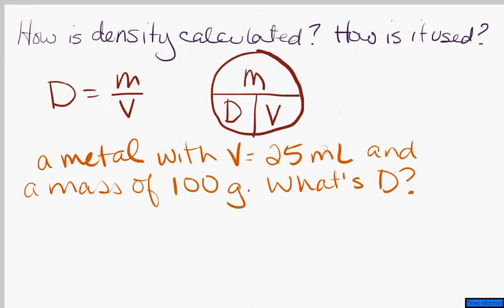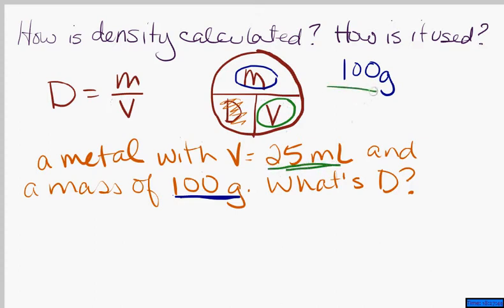So to do that, I'm trying to solve for D, so I'm going to cover up D. And that tells me I need to put M over V. My mass is 100 grams. The unit for mass is always grams. So I'm going to put 100 grams on top. On bottom, I'm solving for volume. My volume is 25 milliliters, so I'm going to put milliliters on bottom.